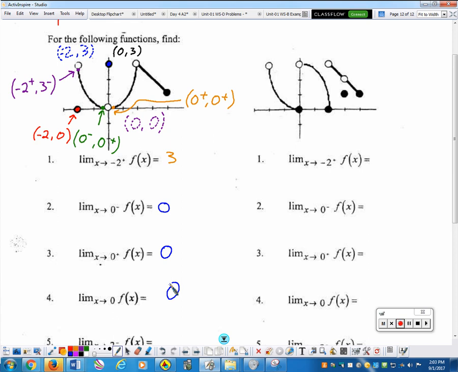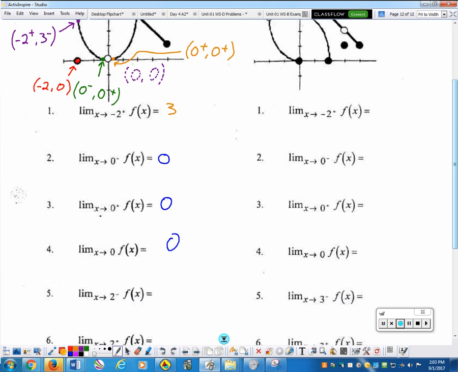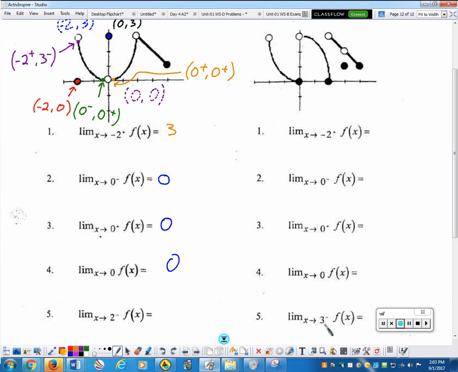Okay, no big deal, but one mistake a lot of people are making is that they're still so used to reading graphs where all the dots connect that it's kind of messing with your brain that they don't have to. So for example, right here, look at number 5. 5 says the limit as x approaches 3 from the negative side.